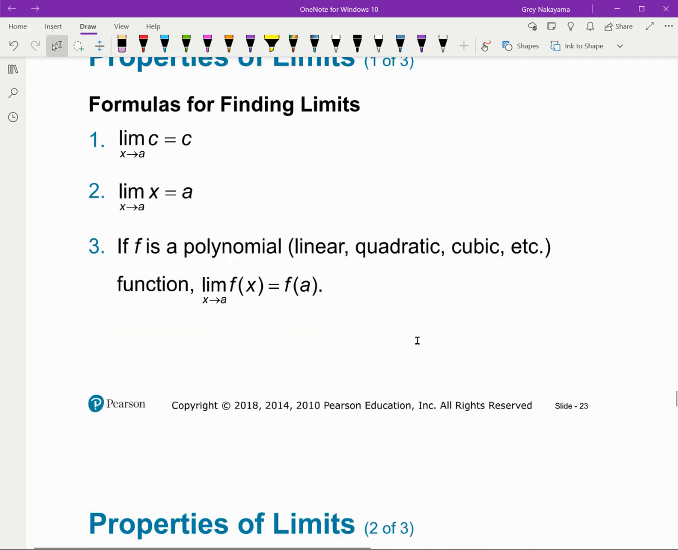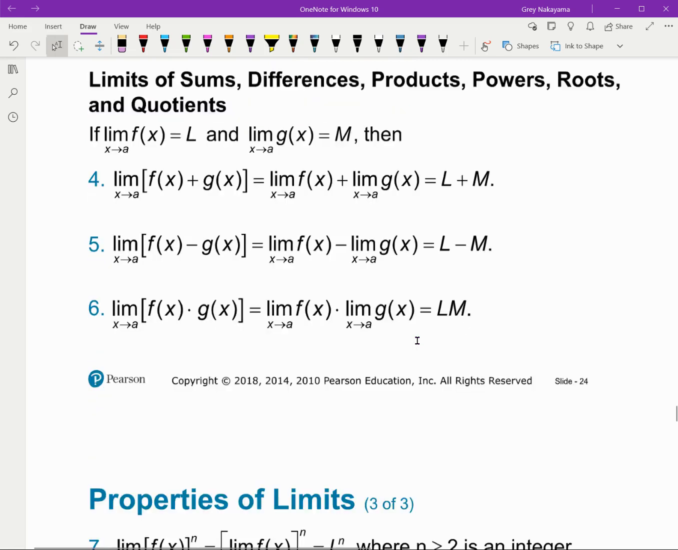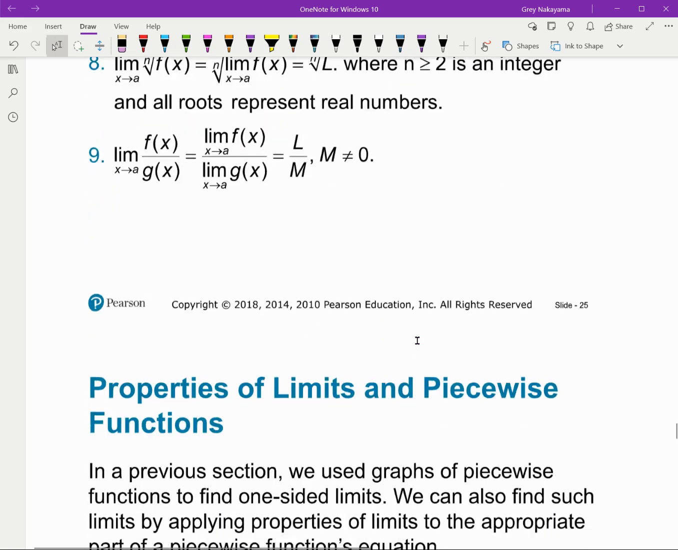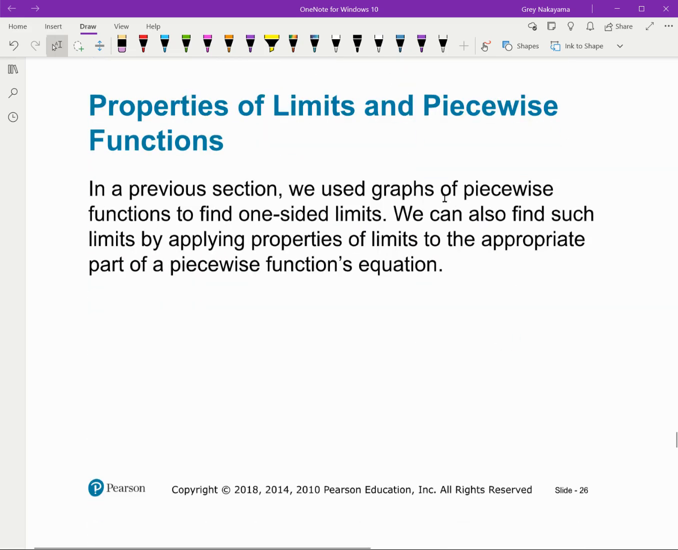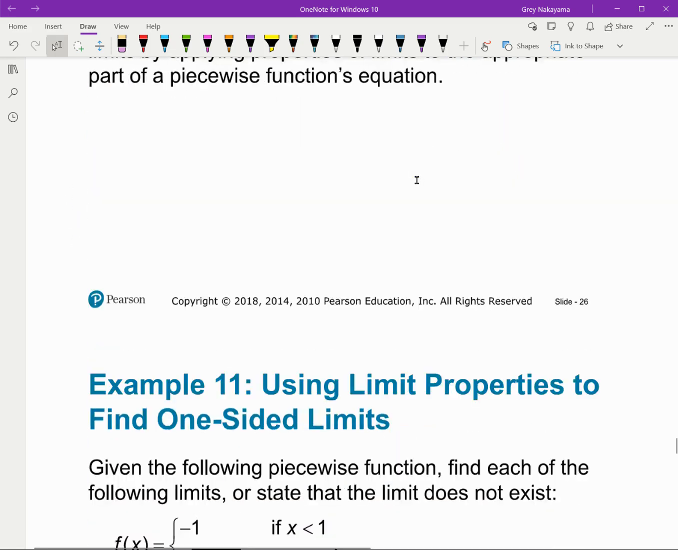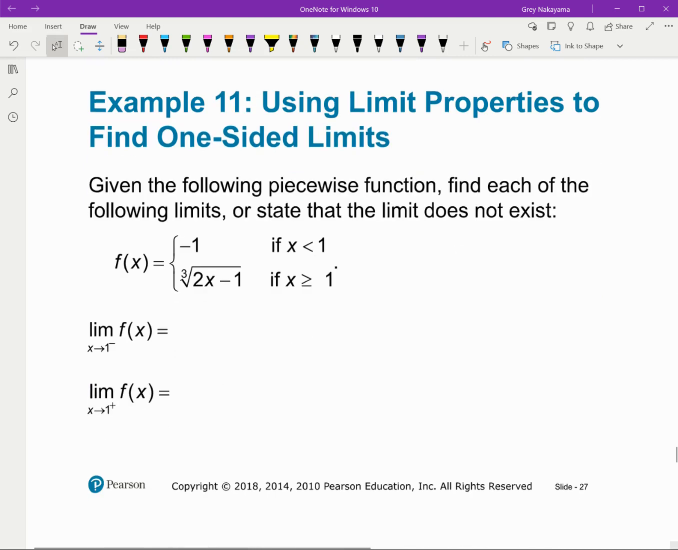Okay, so here's a review of all the limits. You don't need to pause here. I went through each of them, but if you didn't write them down, just be familiar with them. That's fine. Okay, and we can use those same properties to do piecewise functions or one-sided limits. So here are one-sided limits.